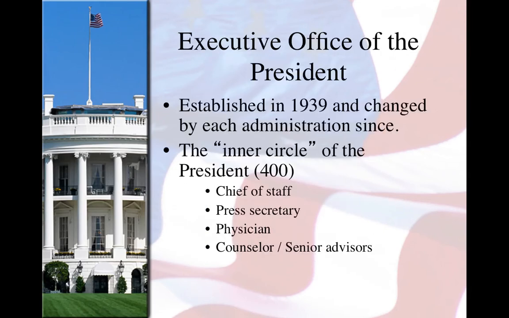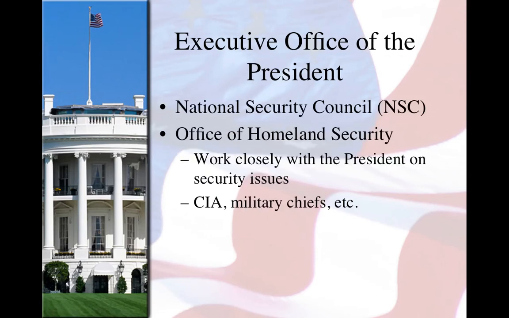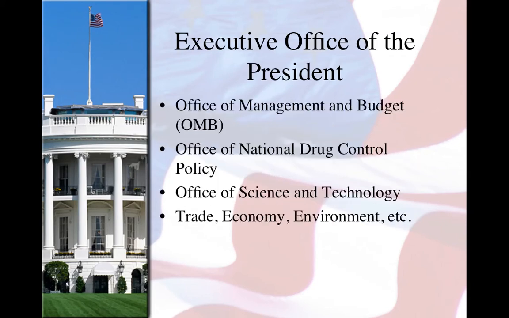The Executive Office of the President was established in 1939 and changed by each administration since. As we see, the inner circle of the president consists of his chief of staff, his press secretary, physician, and counselors. The Executive Office of the President includes the National Security Council. The Office of Homeland Security works closely with the president on security issues such as the CIA, military chiefs, National Security Agency, etc. We also have the Office of Management and Budget, Office of National Drug Control Policy, Science and Technology, and Trade, Economy, and the Environment.